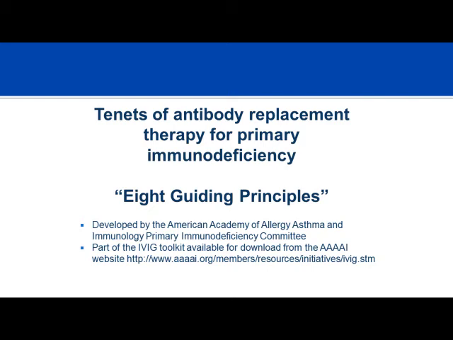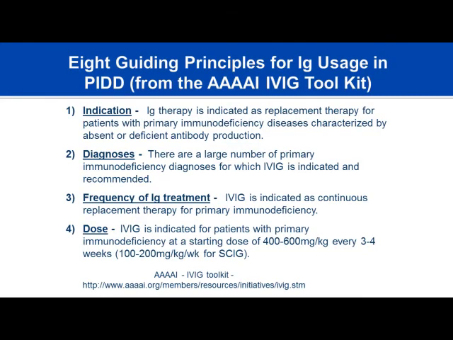The document itself is called the Tenets of Antibody Replacement Therapy for Primary Immune Deficiency, and again, it is divided into 8 guiding principles, and I think it is important to review those to consider in your interactions with patients to try and achieve optimal outcomes. These are as follows. The first is indication. Immunoglobulin therapy is indicated as replacement therapy for patients with primary immunodeficiency diseases characterized by absent or deficient antibody production. And there is substantial evidence supporting that. Again, the evidence supporting these statements and a detailed description are available on the website.